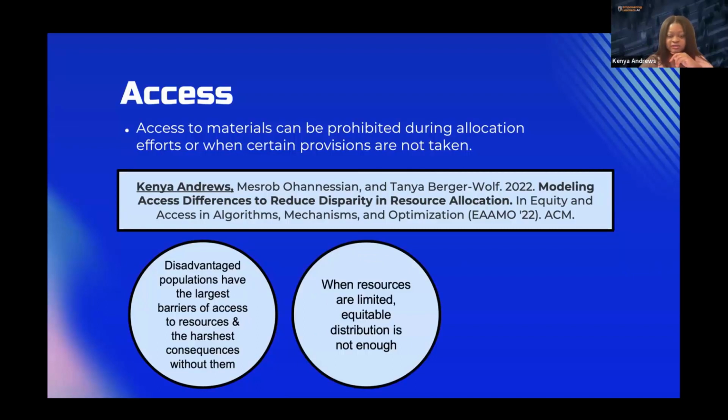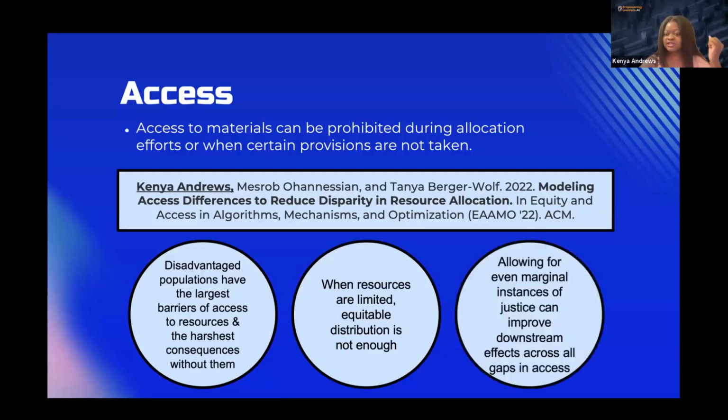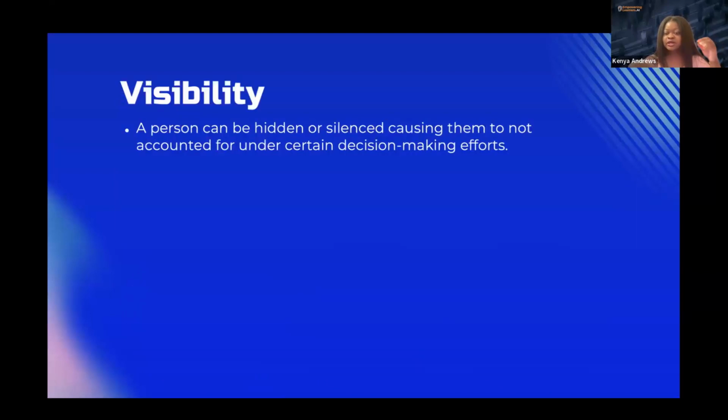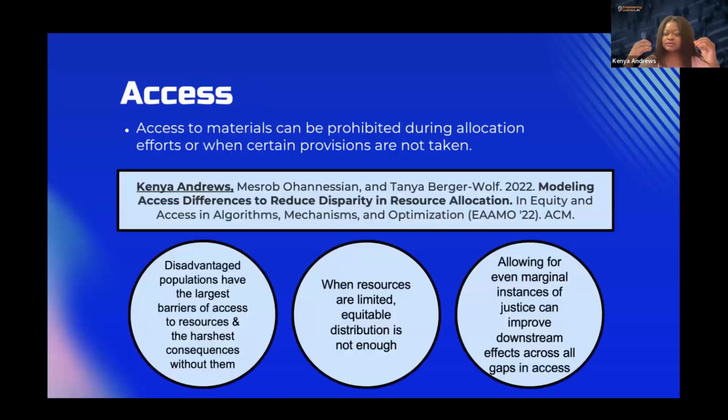And when resources are limited, we just can't distribute equitably because it's not enough. So that's where we focus on instances of justice, where people who need the resources the most get them first and have priority to them.